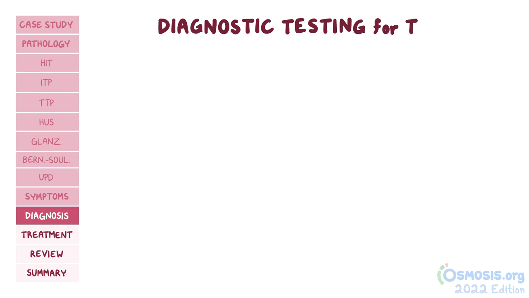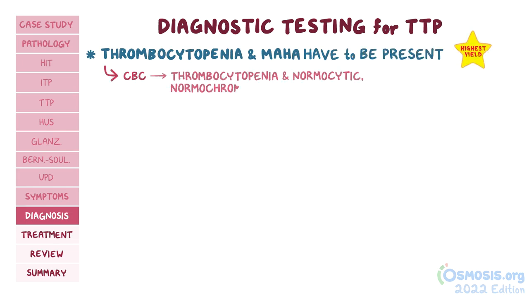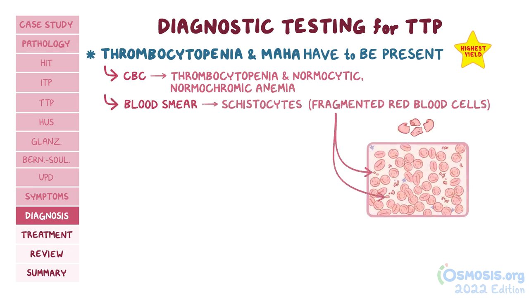Alright, now to diagnose TTP, thrombocytopenia and microangiopathic hemolytic anemia have to be present. A CBC will show low platelet count and normocytic normochromic anemia, and a peripheral blood smear will show schistocytes, which are fragmented red blood cells.